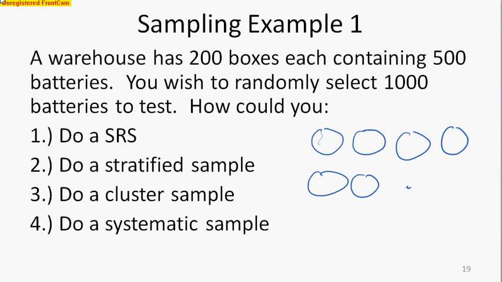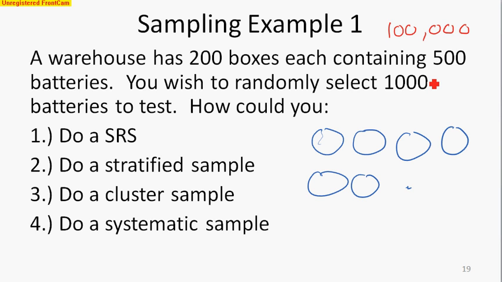So how could we do this with a simple random sample? Well, with a simple random sample, we would have to take every battery out. So that's 200 boxes times 500. That is a grand total of 100,000 batteries. And we would have to give every battery a number, 1 through 100,000. And then I'd have to randomly select 1,000 of those batteries to be selected. I would ignore repeats. I would ignore numbers outside my range. I would stop once I have 1,000 total batteries to be in my sample. That sounds kind of time consuming, but that would be a simple random sample.